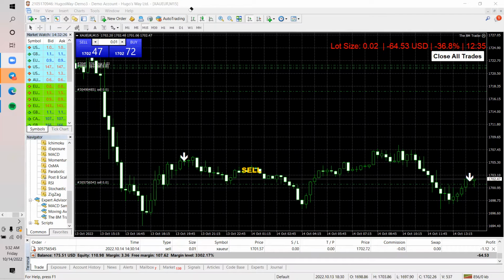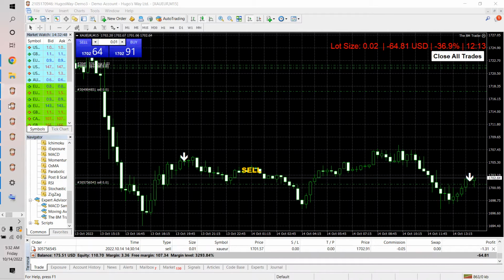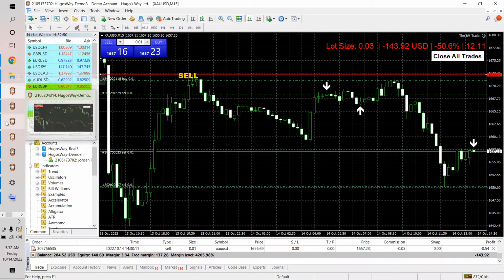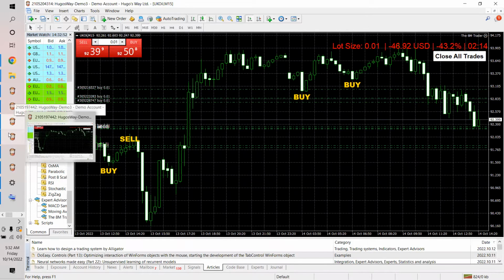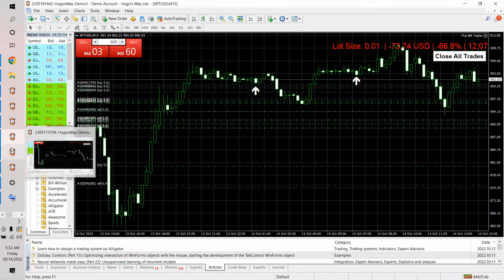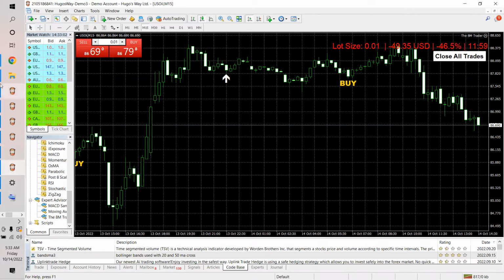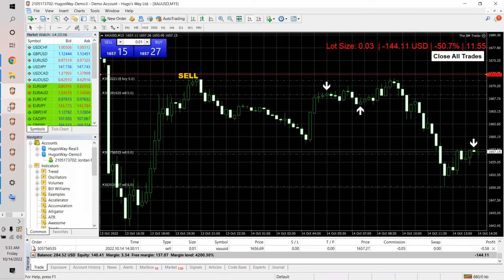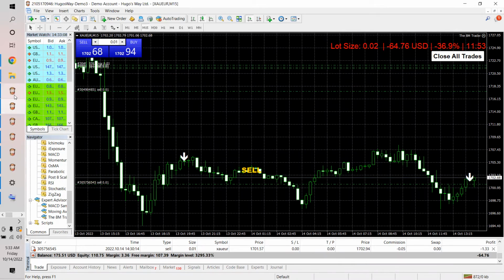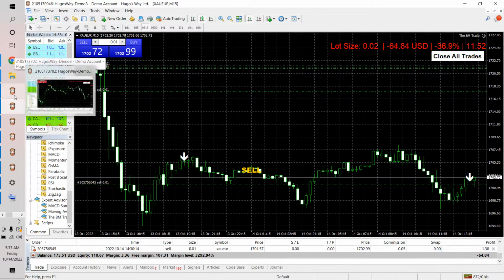Again, I'm looking for a sell trade for both gold versus euro and gold versus USD. Everything else is not ready: UK oil, platinum, silver versus USD, nor is US oil. Those are the opportunities that are not there for us at this particular moment, so we're going to focus on both gold pairs right now.